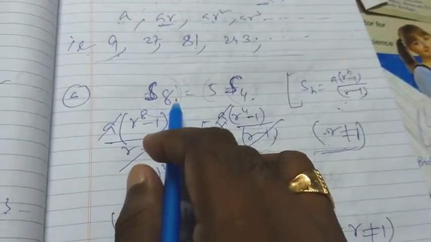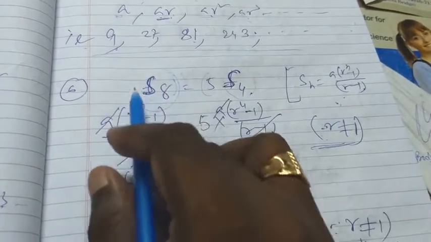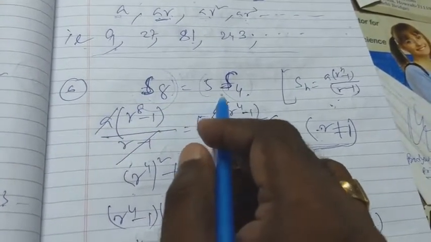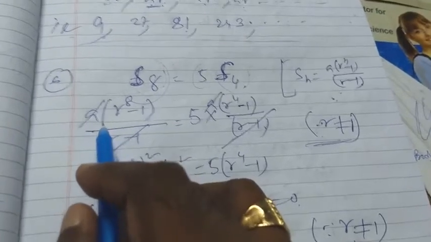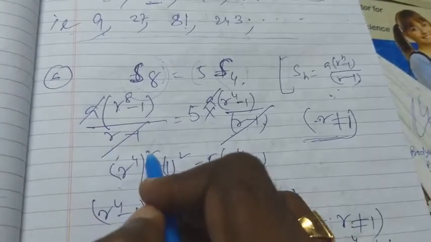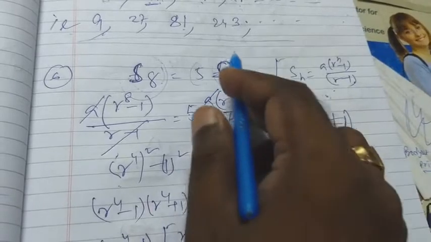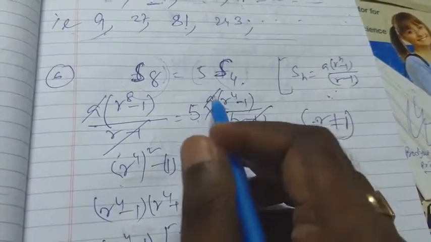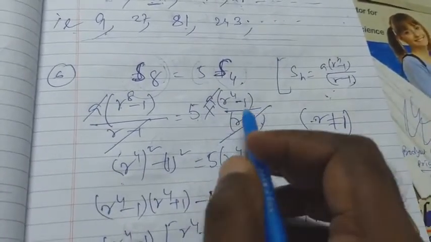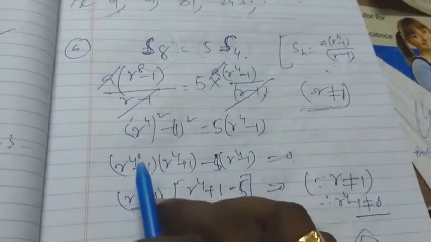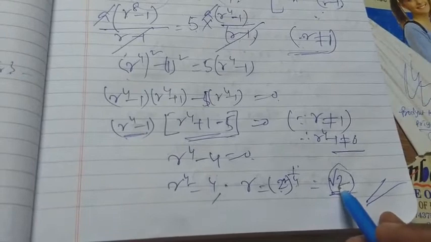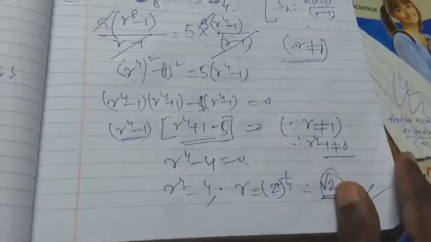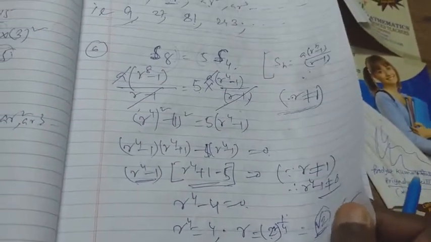And question number 6. Of a GP series, the sum of the first 8 terms is equal to 5 times the sum of the first 4 terms. The formula for the sum of 8 terms is a into r to the power 8 minus 1 by r minus 1, and 5 times the sum of the first 4 terms is a into r to the power 4 minus 1 by r minus 1. Simplify this equation, and we get r equal to plus minus root 2. Therefore the value of r is plus minus root 2. Okay, this is your answer.